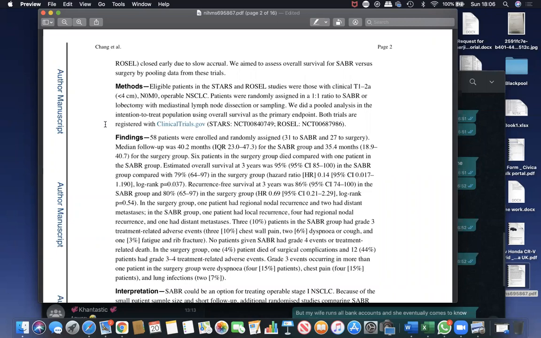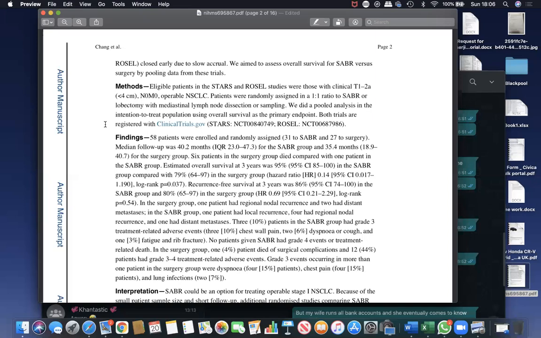Sir, in methods, they state that eligible patients in the STARS and ROSEL studies were those with clinical T1 to 2A, that is less than 4 centimeter, N0 M0, operable non-small cell lung carcinoma. Patients were randomly assigned in a 1:1 ratio to stereotactic radiotherapy or lobectomy with mediastinal lymph node dissection or sampling. We did a pooled analysis in the intention-to-treat population using overall survival as the primary endpoint. Both trials were registered with clinicaltrials.gov. They have given the referral numbers for the clinical trials.